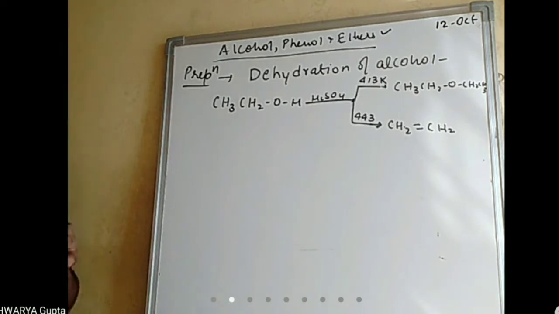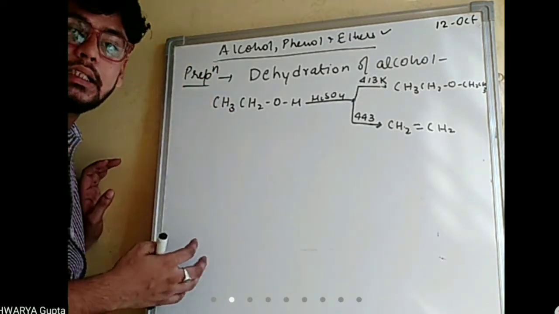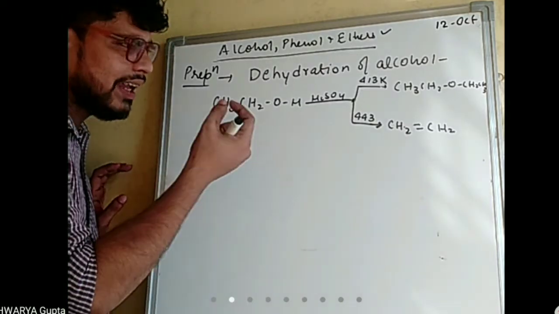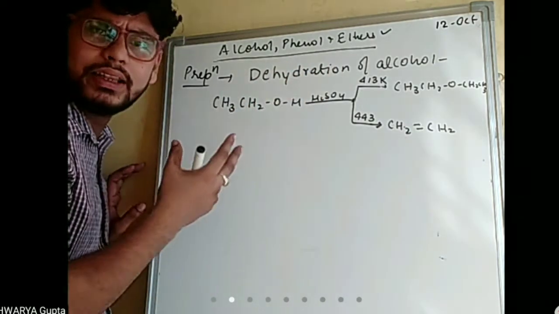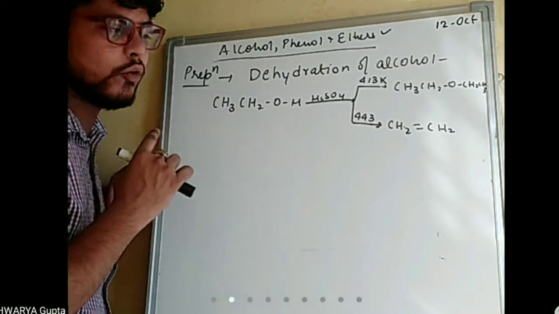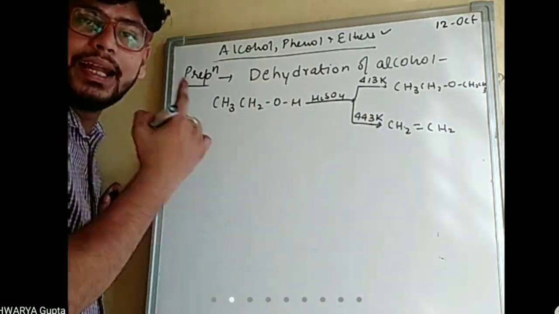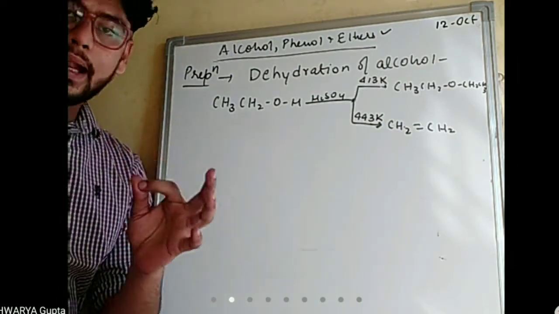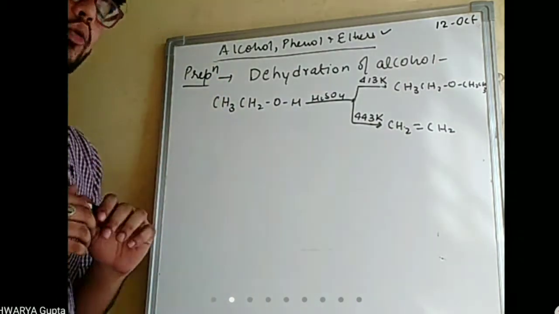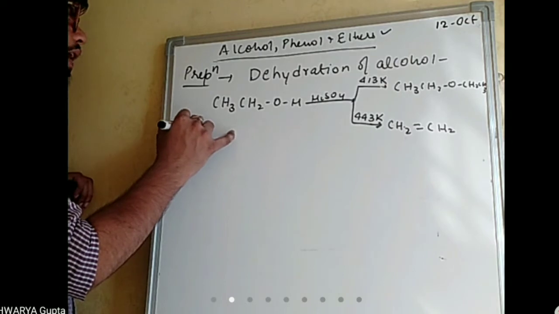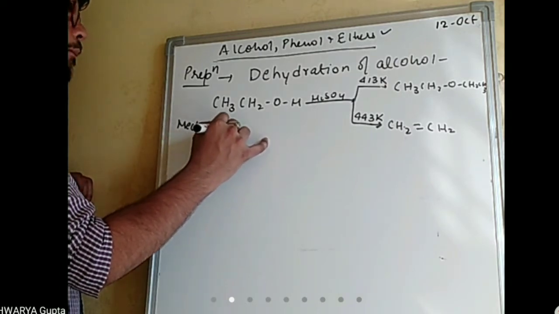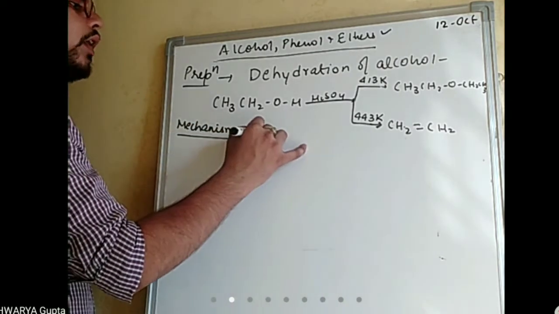At that time you need to remember at what temperature what type of reaction happens. Okay, so why at 413 Kelvin ether is formed and at 443 Kelvin the alkene is formed can be cleared only by the mechanism. So just try to write the mechanism of dehydration of alcohol.